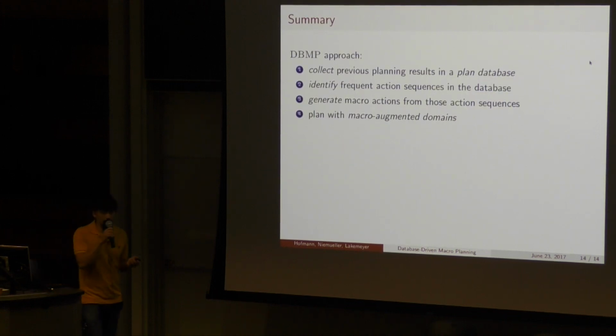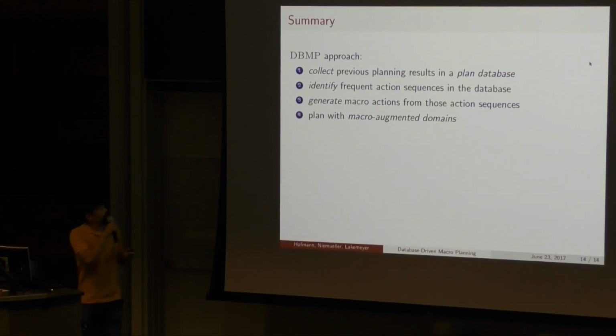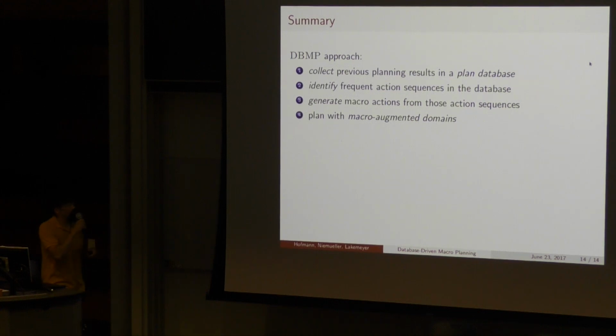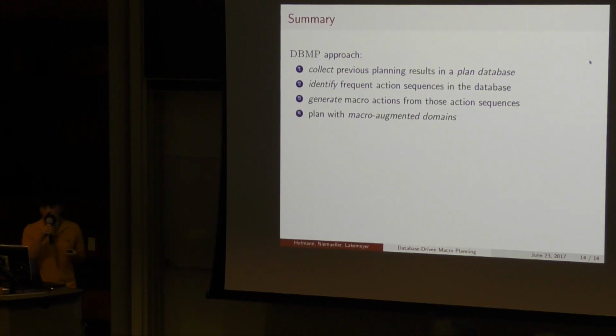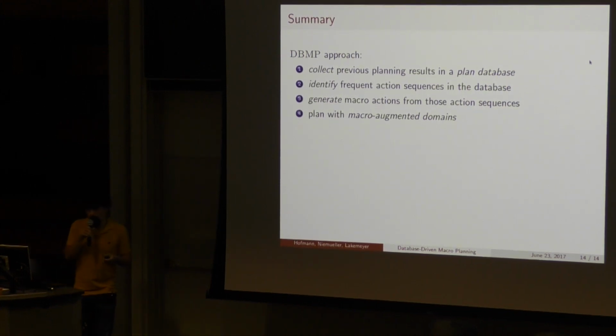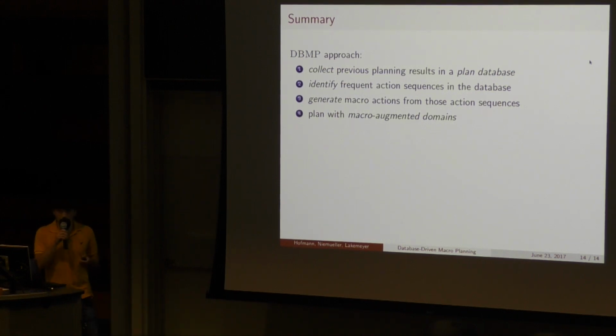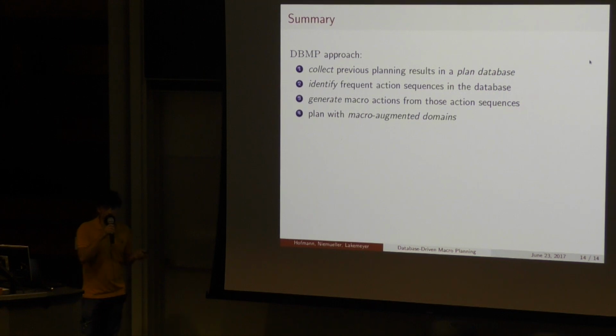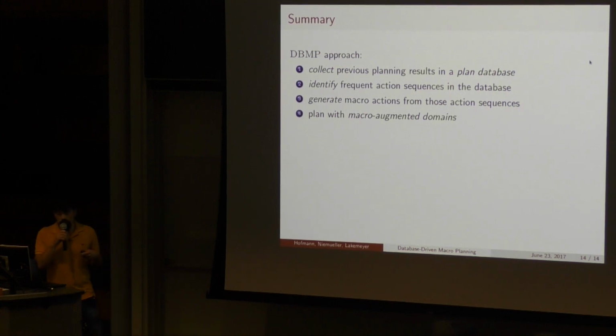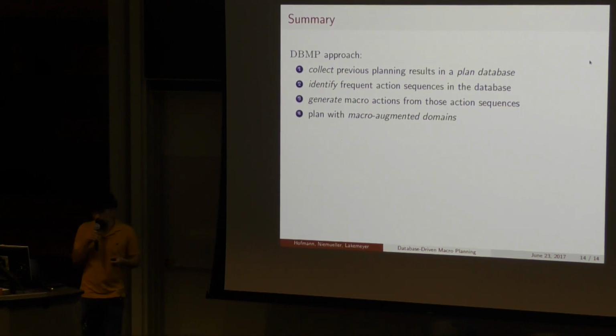Summarizing, database-driven macro planning has the following approach. We collect previous planning results in a plan database. From this database, we then identify frequent action sequences. We generate macro actions from those action sequences and represent them as PDDL actions. And we use those macros then to plan with the macro augmented domains for subsequent planning runs.